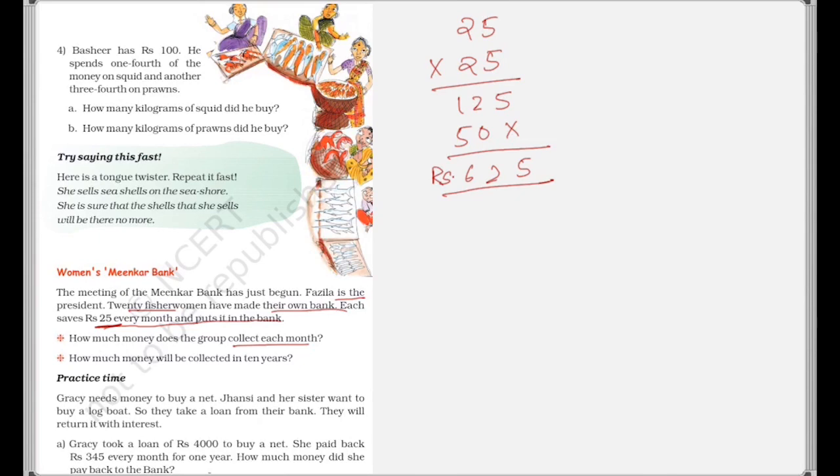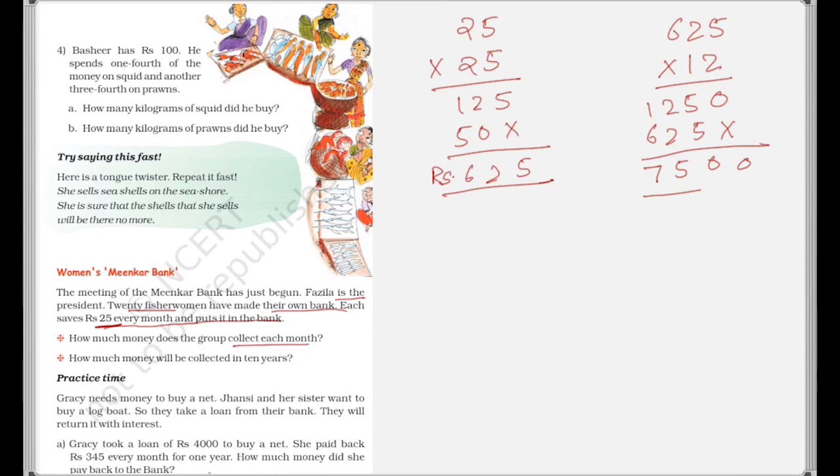And if we talk about 10 years, so rupees 625 in every month. In 1 year there are 12 months. So we need to multiply it with 12 to get an answer for 1 year. So here we are doing the calculations.